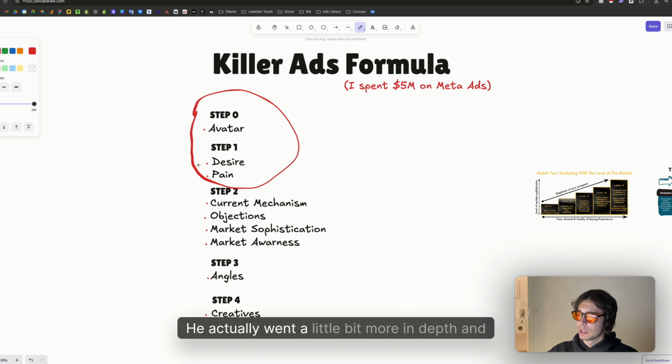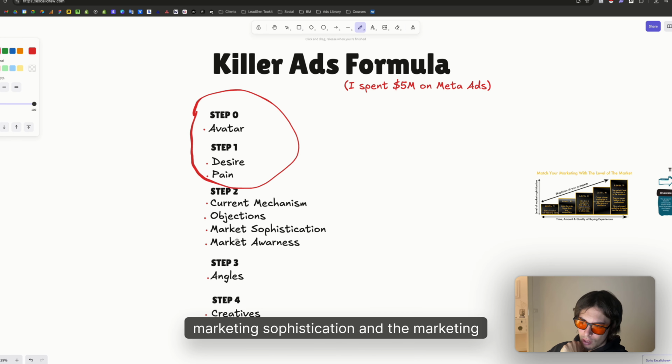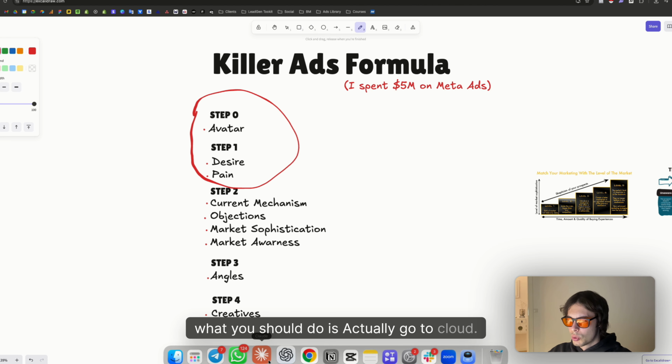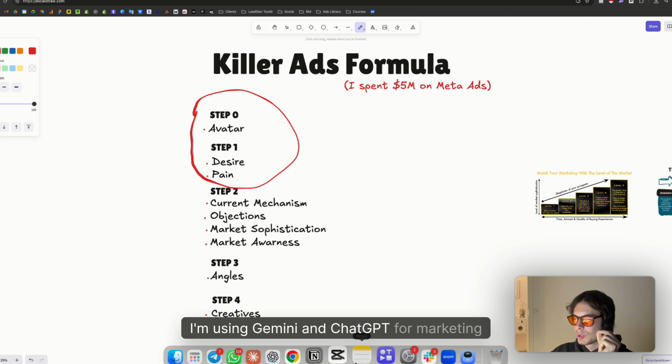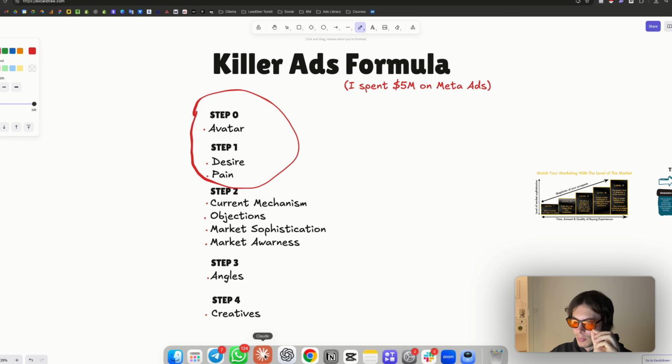just that. He actually went a little bit more in depth and tried to analyze the current mechanism that you're using, the current objection, the marketing sophistication, and the marketing awareness. Now, what you should do is actually go to Claude. So be careful. I'm using different AI here for reasons, right? I'm using Gemini and ChatGPT for marketing research, and then I'm using Claude for the copywriting. There is a purpose in that, okay?